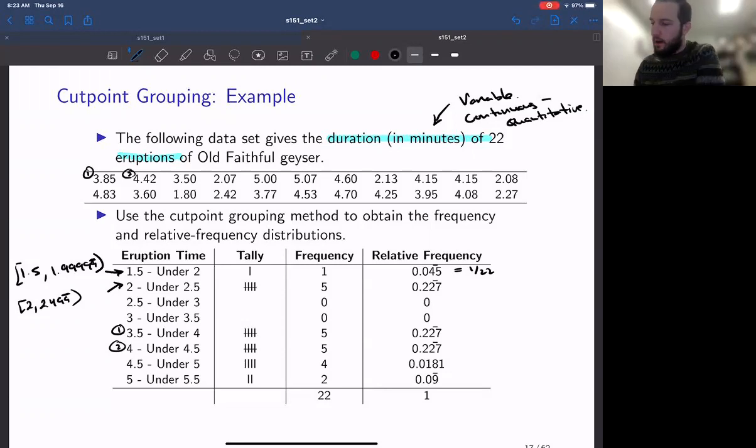It's okay, the little circles 1 and 2 are just the observation that I'm binning. So observation 1 is 3.85, that falls in 3.5 to under 4. Observation 2 is 4.42, so that falls from 4 to under 4.5. Did that make sense, Adina?